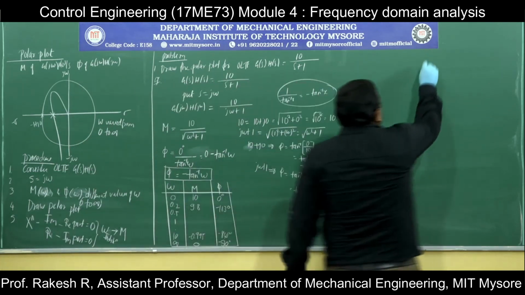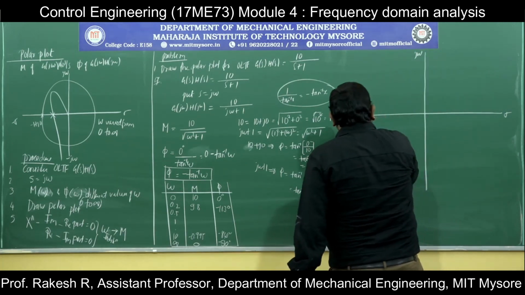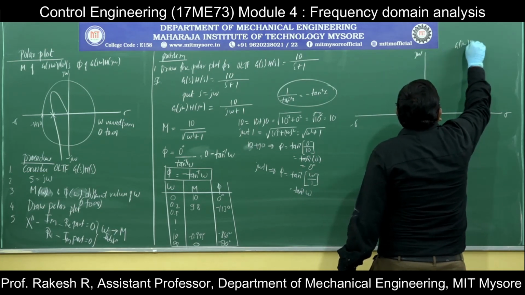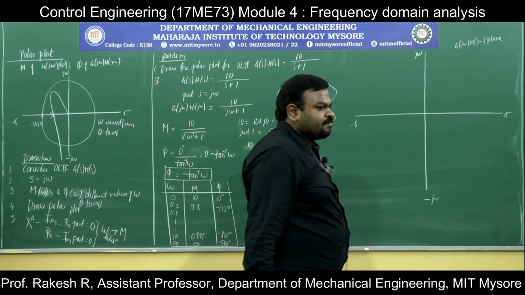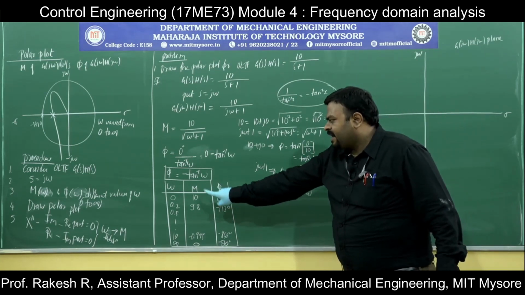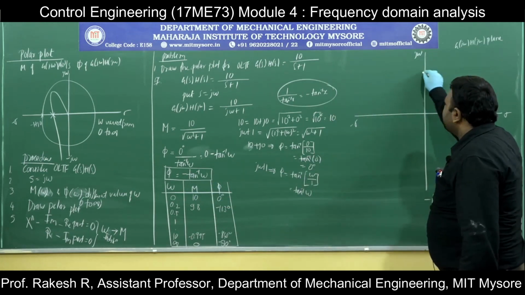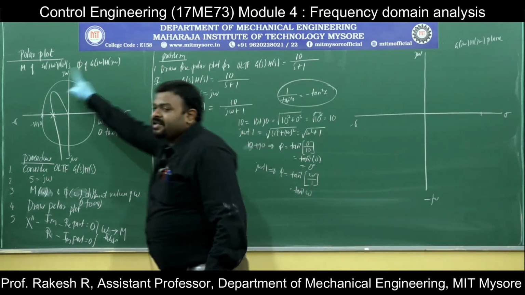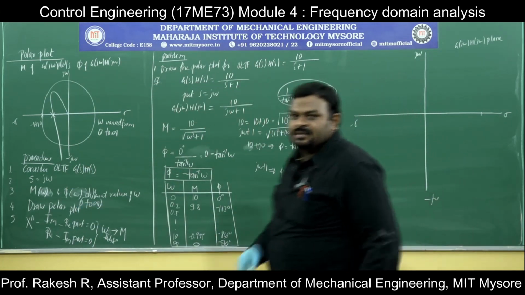I will write the polar plot. This is sigma, this is j omega, minus sigma, minus j omega. This is the G(j omega) H(j omega) plane. We will be drawing in polar plot. First, I need to see what is the value of magnitude when omega is equal to 0. It is 10. Positive 10 means here. It can be here, it can be here. Magnitude is a circle, it can be anywhere. Specifically, you have to look at direction. What is the direction? Direction is 0 degree.